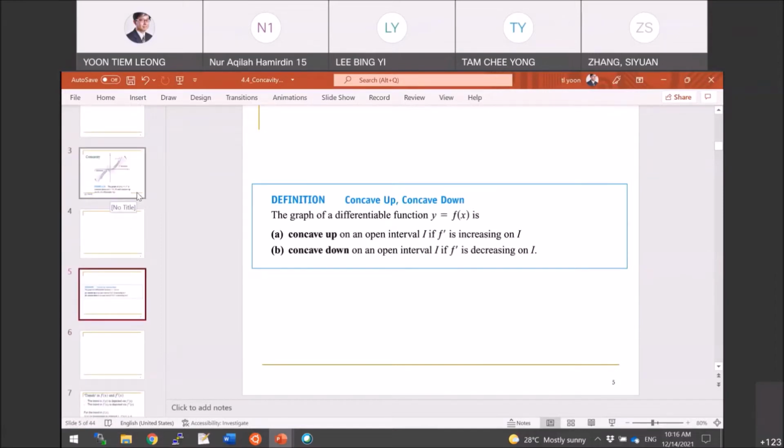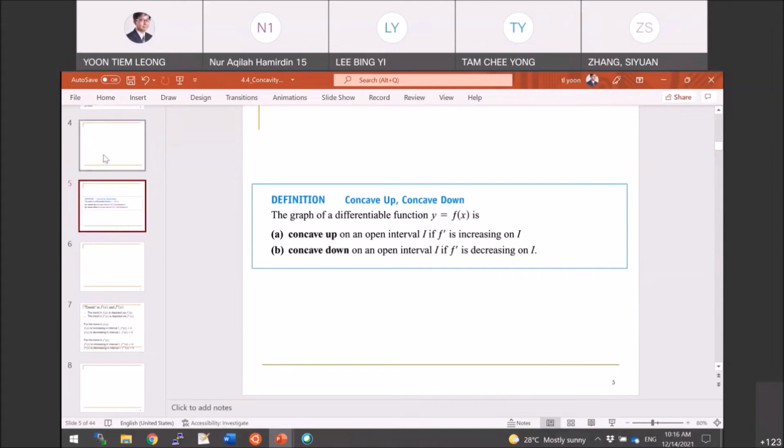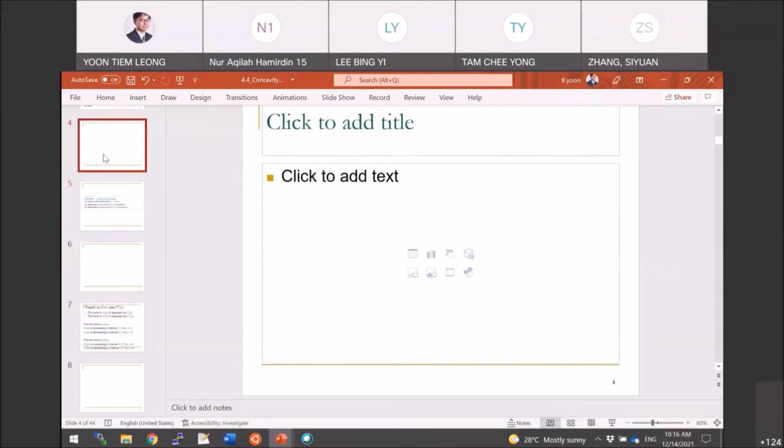I have defined what is concavity and what is concave up and concave down. So a function that has an up concavity would look like this. What you do is you look at this concavity. I will write it: concavity up, or concavity positive.